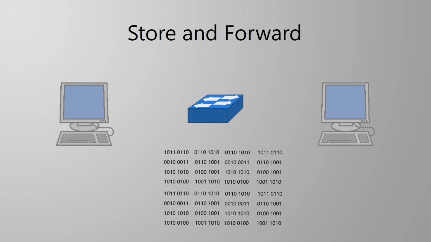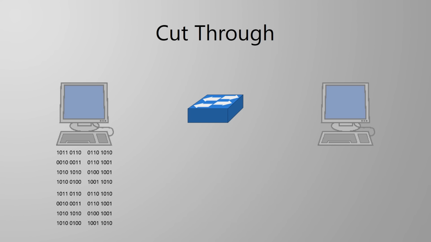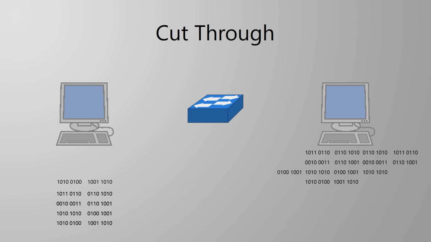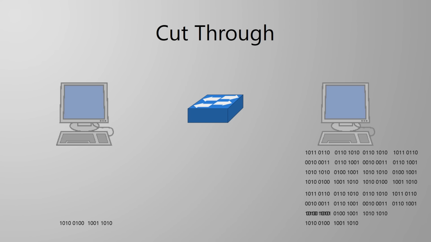The second method is called cut through. The switch starts receiving a few bits of a frame and it waits just long enough to see the destination MAC address. Once it's got the address, it does the required lookups to work out which interface to use, and then will immediately start forwarding out the bits. This method does not use any form of error checking, at least not by the switch. All the error checking is left up to the destination device. This makes it by far the fastest method of switching.